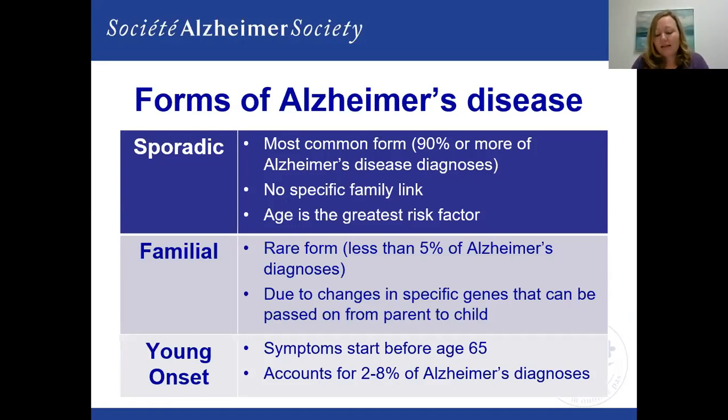In terms of young onset, when symptoms of dementia start before the age of 65, we use the term young onset dementia. Young onset dementia accounts for an estimated 2 to 8% of all dementia cases. While it's rare, there are 16,000 Canadians under the age of 65 who are living with young onset dementia. People living with young onset dementia can be in their 50s, 40s, and even their 30s in some rare cases.